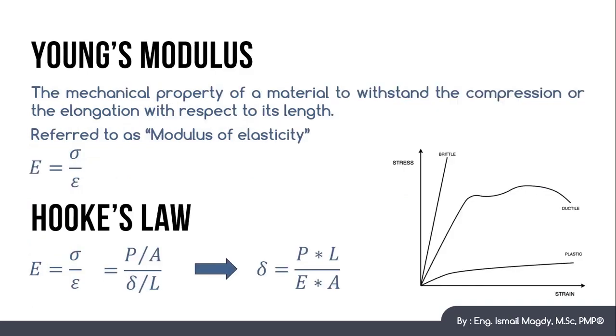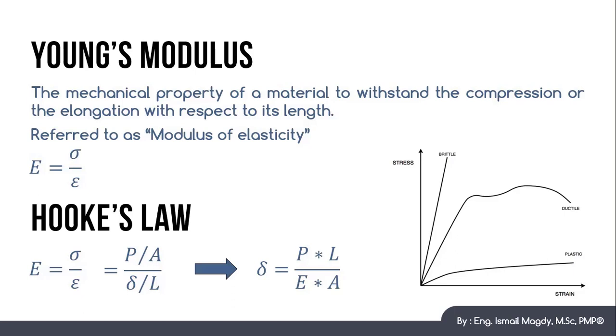Stress and strain are closely linked with each other. The relation between the normal stress and the normal strain is known as E, the Young's modulus of elasticity, and it represents the amount of stress required to be applied on a material to develop a certain normal strain. Young's modulus is a unique mechanical property of each material.